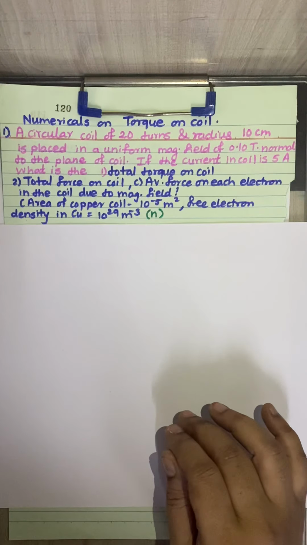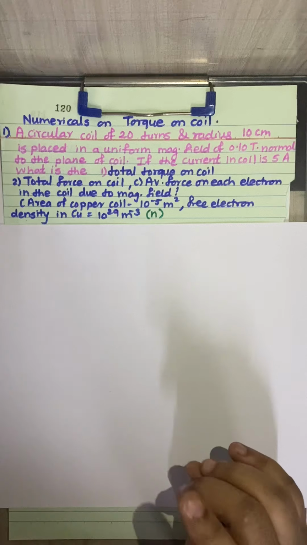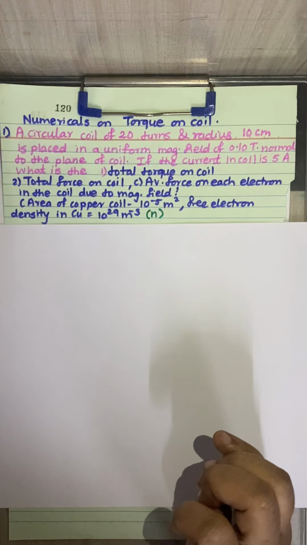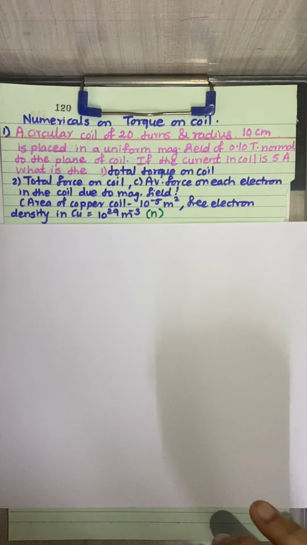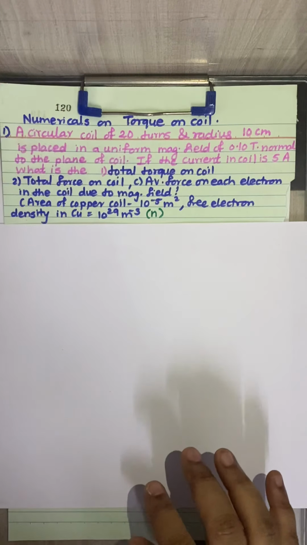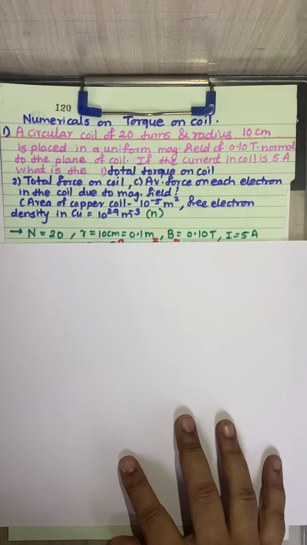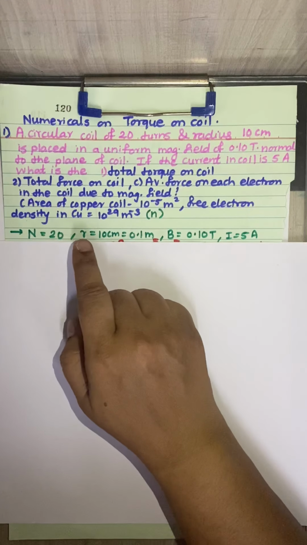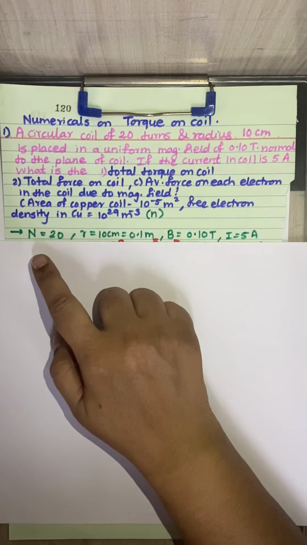Now the area of the coil is given as 10 raised to minus 5 meter square, and the free electron density for copper is given as 10 raised to 29 per meter cube, that is n. Always try to write down the given quantities in SI units. So N is equal to 20, R is equal to 10 centimeter, that is 0.1 meter, B, the magnetic field, is 0.1 Tesla, and current is 5 ampere.